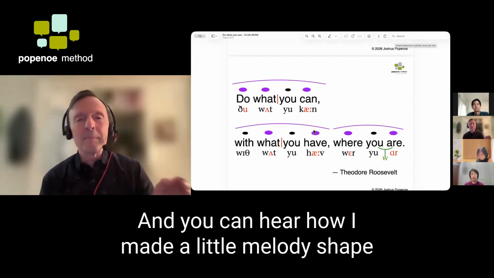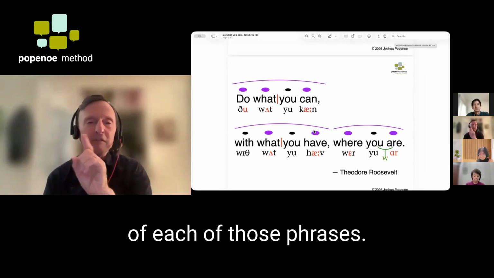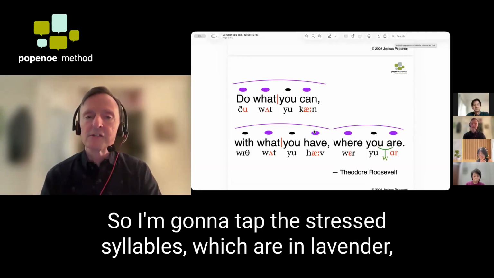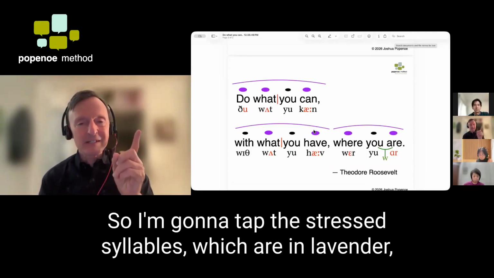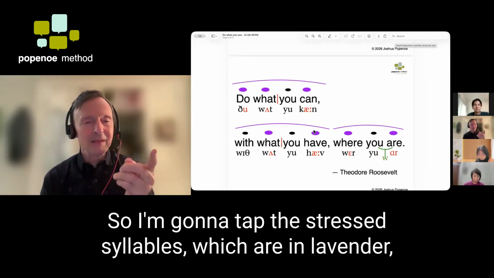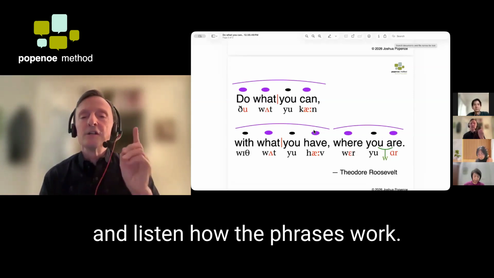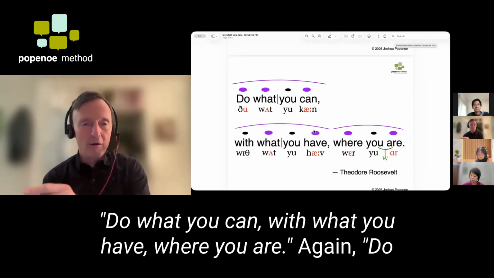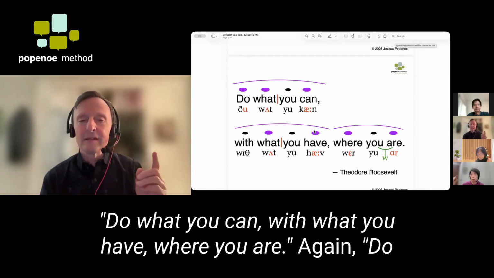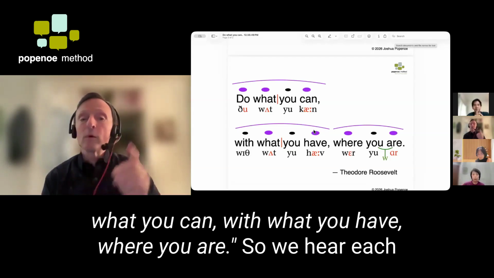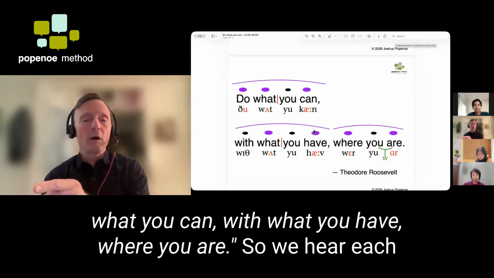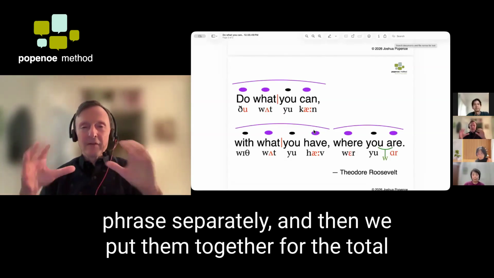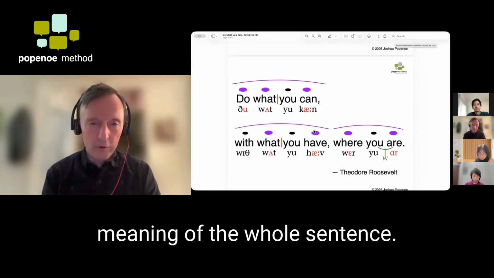And you can hear how I made a little melody shape of each of those phrases. This is an important part of English. So I'm going to tap the stressed syllables, which are in lavender, and listen how the phrases work. Do what you can with what you have where you are. Again, do what you can with what you have where you are. So we hear each phrase separately, and then we put them together for the total meaning of the whole sentence.